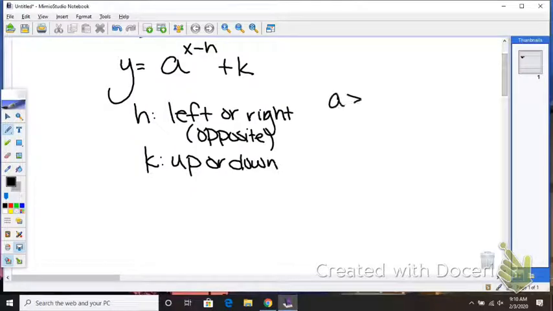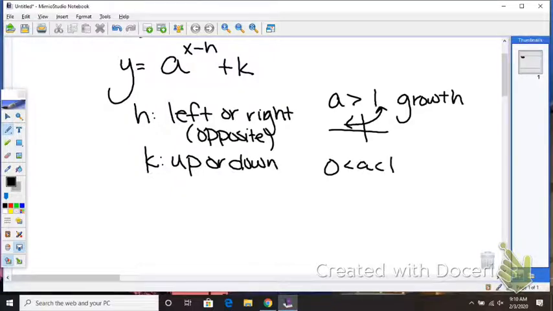So, if a is greater than 1, we're going to call it a growth. Which means if I'm graphing it, it's going to go up. If a is between 0 and 1, so a fraction that's less than 1, like 1/2 or 1/3, 2/3, then we call it a decay. Wait, what is that, 0? Yep. Between 0 and 1. And a decay looks like that, it goes down. So growth is going up, decay is going down.